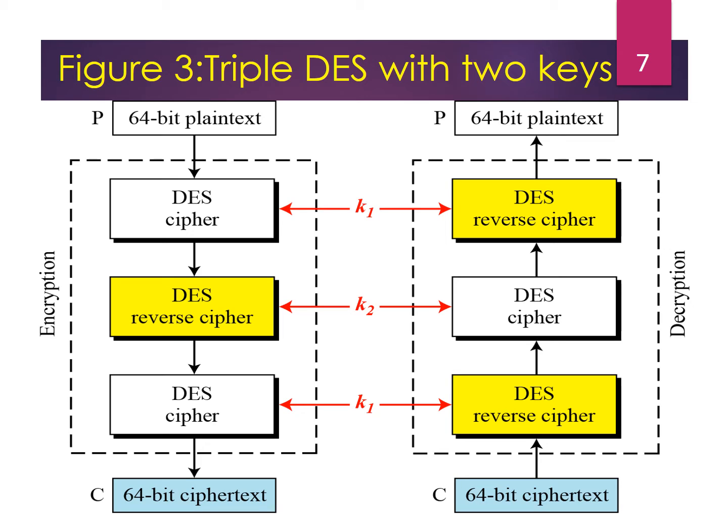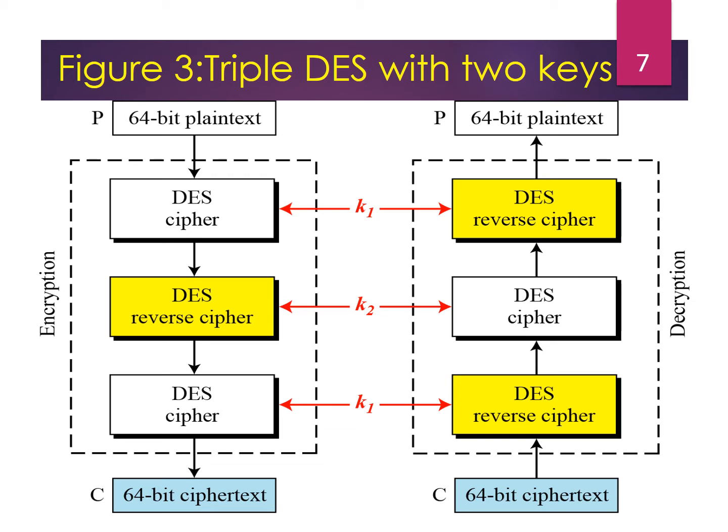So this is for encryption. In the middle stage of the encryption, key 2 is used, and in the third stage key K1 is applied, and we get C, a 64-bit cipher text. It is passed to the receiver side. The cipher text is received, which is the triple DES converted cipher text.